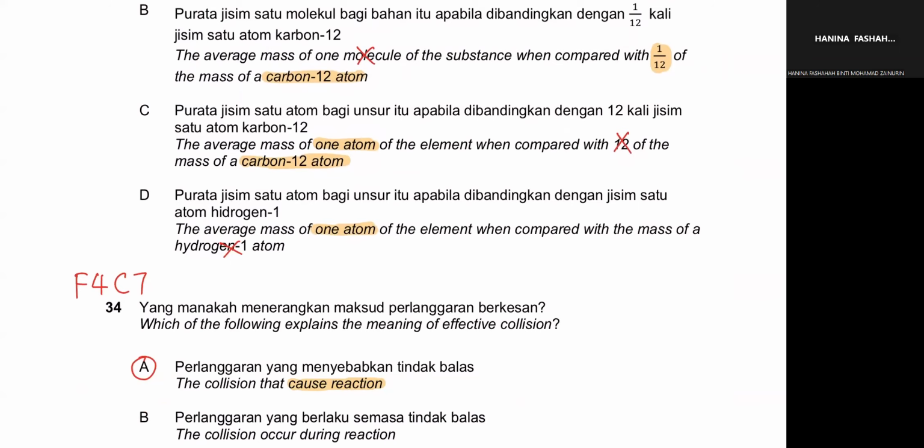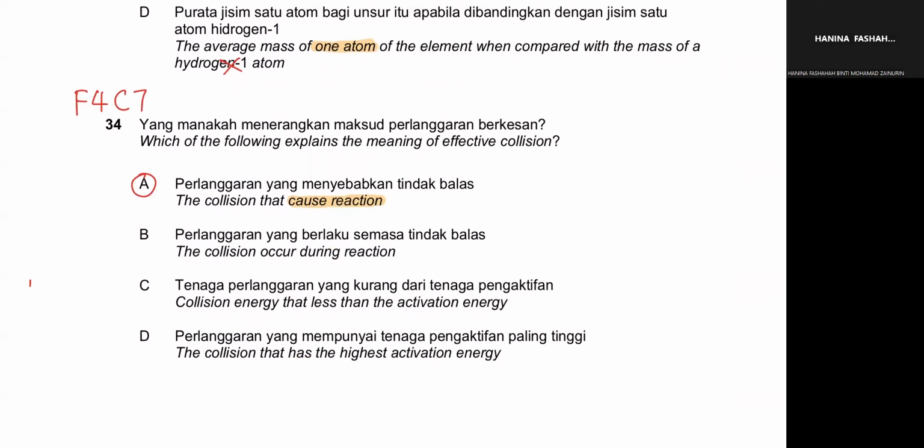Question 34 is A. The collision that causes reaction. This one is for effective collision. Effective collision means they got two types, you always write one. Form 4 chapter 7, the collision theory. For the answer, you always write frequency of collision, frequency of effective collision. Effective collision means only then the real reaction will occur, and it causes the reaction to occur. Collision doesn't mean the reaction will occur already. You can collide with each other, but it doesn't mean reaction. Effective collision only has successful reaction occurring.